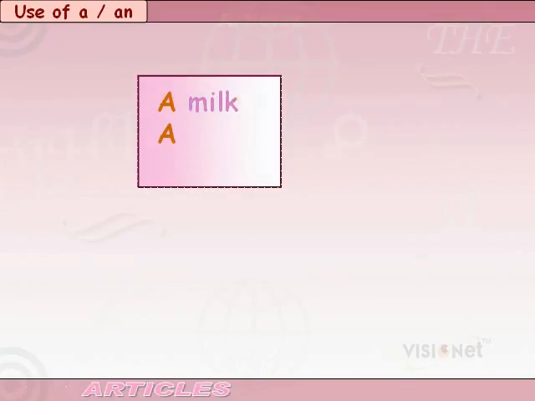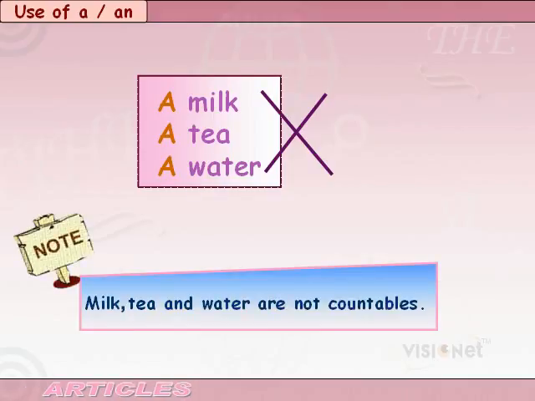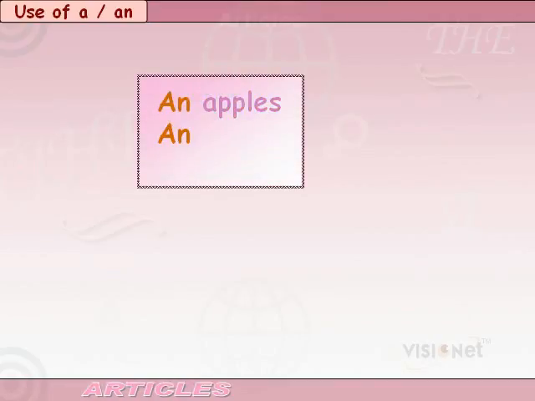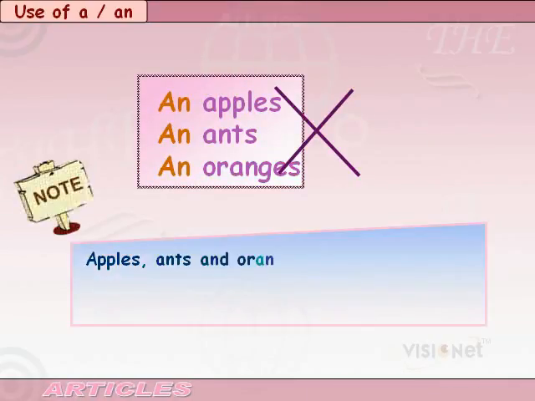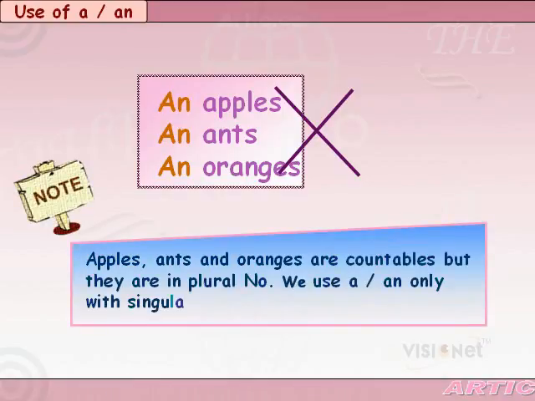So it's clear that we cannot say a milk, a tea, a water, since milk, tea and water are not countables. Similarly, we cannot say an apples, an ants or an oranges, because apples, ants and oranges are countables, but they are in plural number. We use a or an only with the singular numbers.